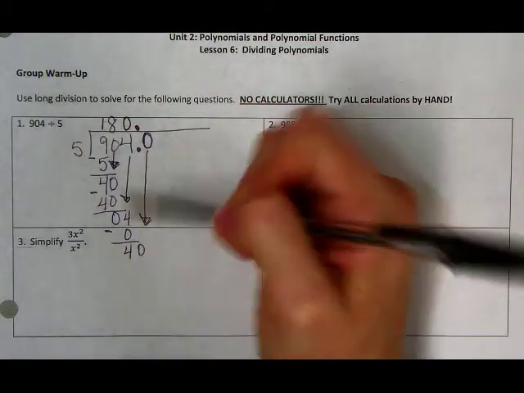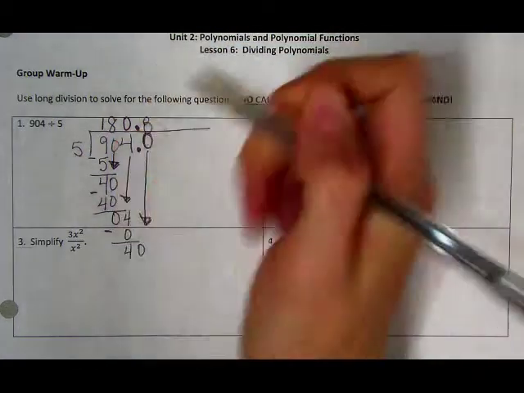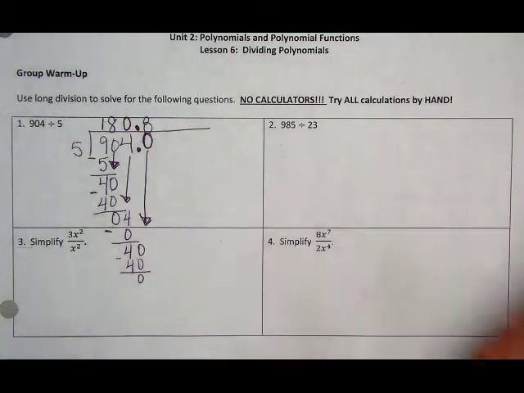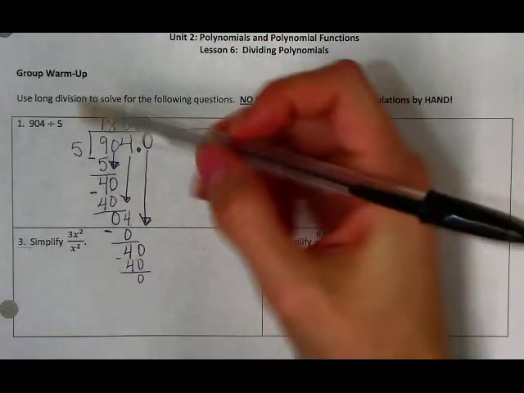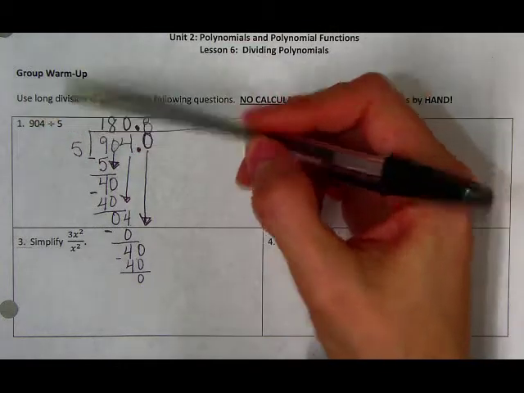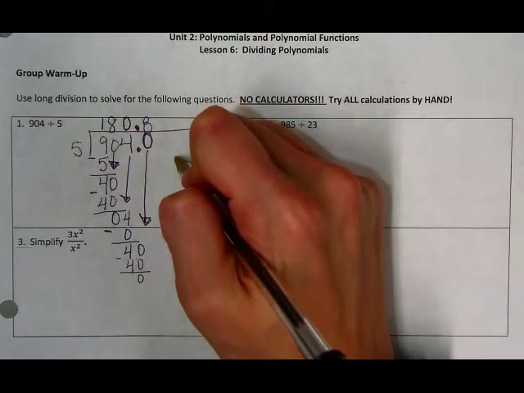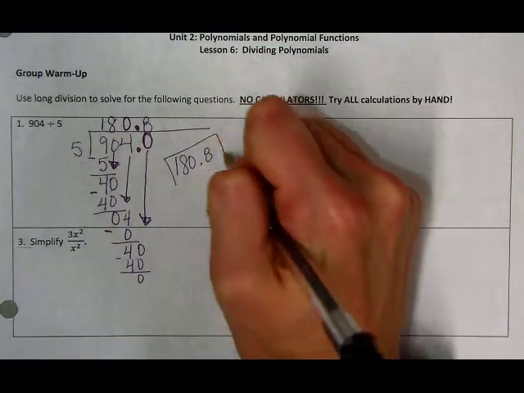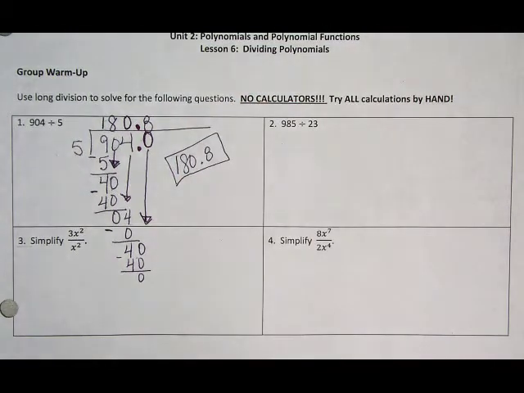So 5 now goes into 40 8 times. 8 times 5 gives us 40. Subtract those two numbers and we have 0. So our answer, 904 divided by 5, is going to give us 180.8.